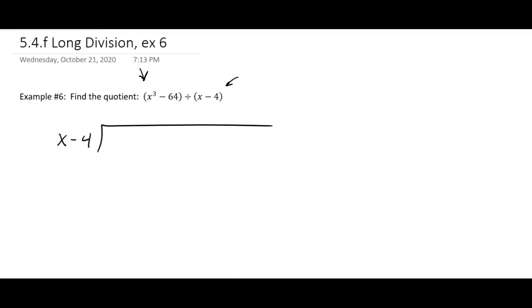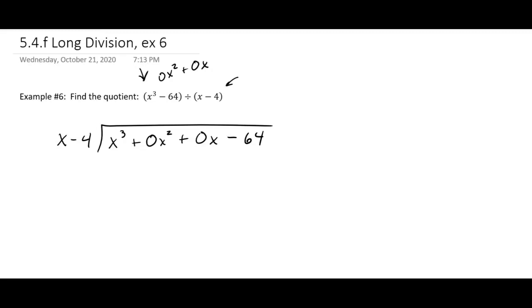I'm missing some terms. I have an x cubed, but I don't have any x squareds, and I don't have any x, just x. And then I have the constant, minus 64. So I'm going to write x cubed plus 0x squared plus 0x minus 64. You might have a question on why it's plus 0x and plus 0x squared. You could put minus, it's 0, so it doesn't really matter, but it's probably easier just to put the plus.